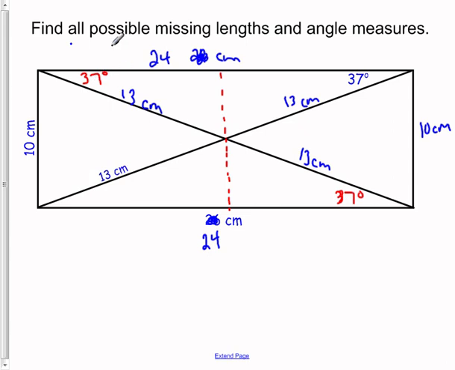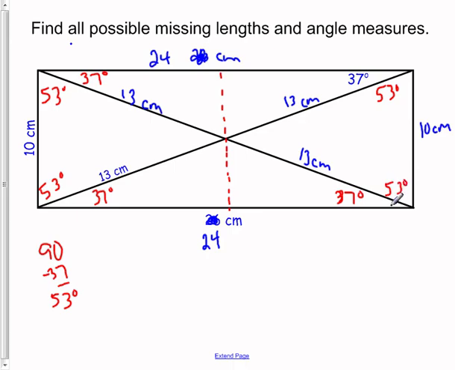Okay, so that would mean this one's also 37 down here. And then we could find the other angles in each corner, because each corner has to equal 90 degrees. So if we take 90 and subtract 37, we get 53. So this is 53. This is 53. And each corner is a 37 and a 53, because each corner has to add up to 90. So 53 and 53.